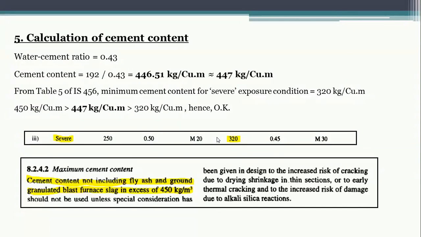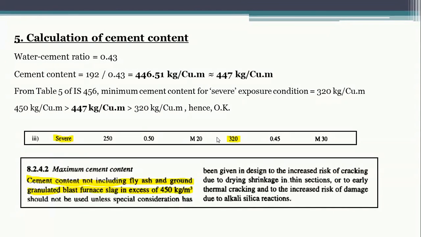This 447 you have to check with the durability aspects also. For very severe condition, the minimum cement content is 320. Whatever value we got, 447, is more than 320, so not a problem. But the maximum cement content we also have to check. The maximum cement content is 450. So our value is in between 450 kg per m cube and 320 kg per m cube, within that range, so not a problem, we can adopt the same cement content.